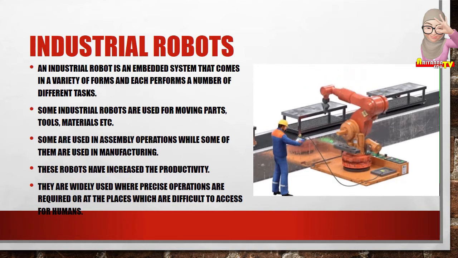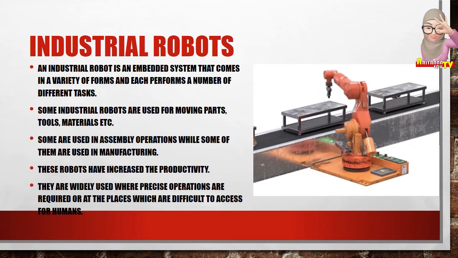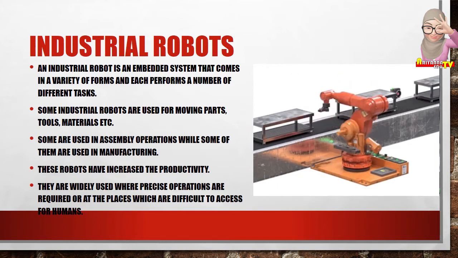An industrial robot is an embedded system that comes in a variety of forms, and each performs a number of different tasks. Some industrial robots are used for moving parts, tools, and materials. Some are used in assembly operations, while some of them are used in manufacturing. These robots have increased productivity. They are widely used where precise operations are required or at places which are difficult to access for humans.